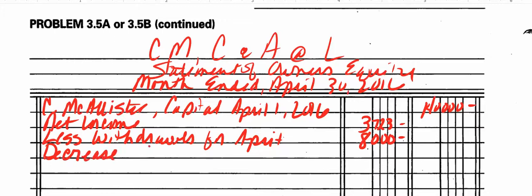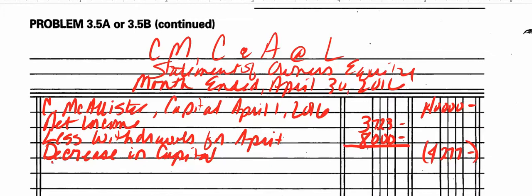So our decrease in capital, we will calculate by subtracting the $3,723 from $8,000. And we will show the decrease in capital on the right-hand side. That will be $4,277. It's a decrease. We're going to put it in parentheses to remember that it is subtracted, not added.